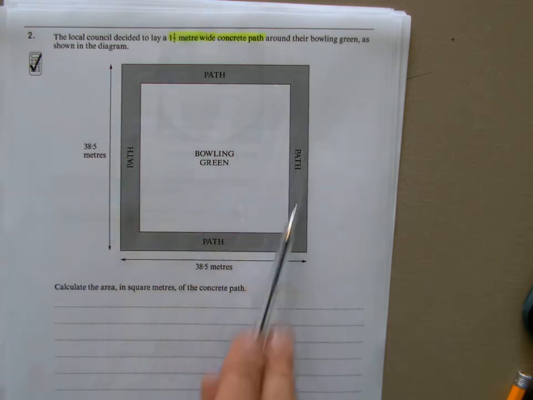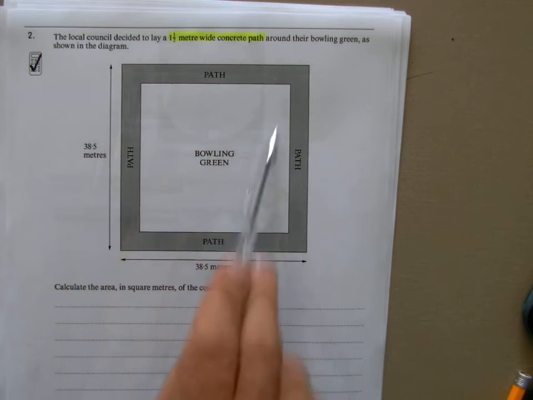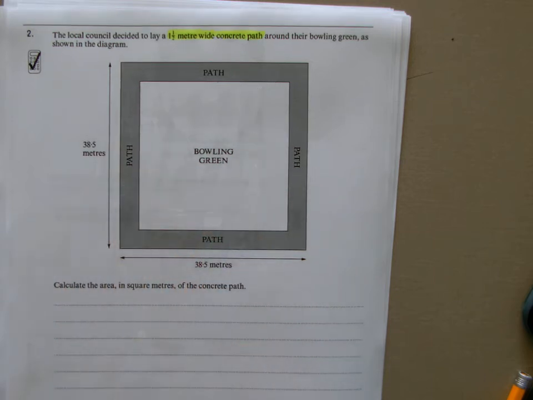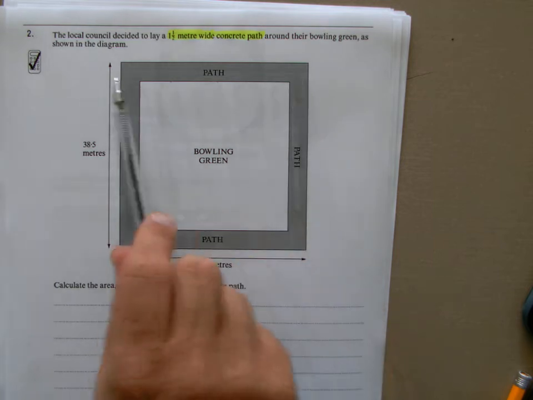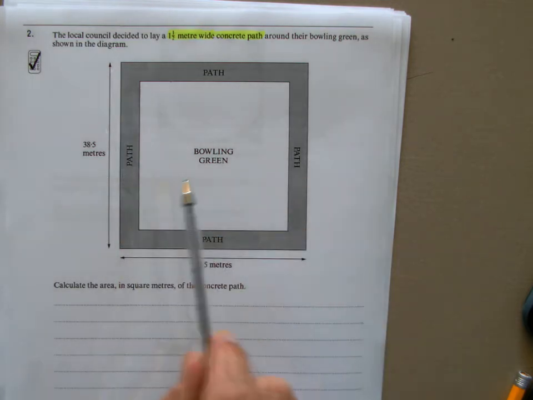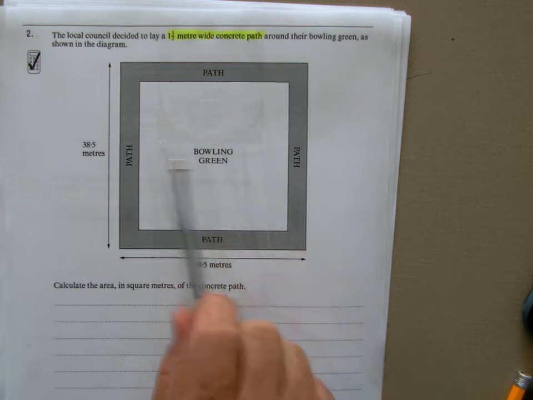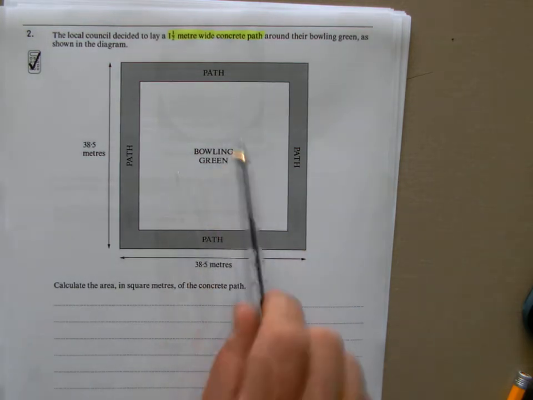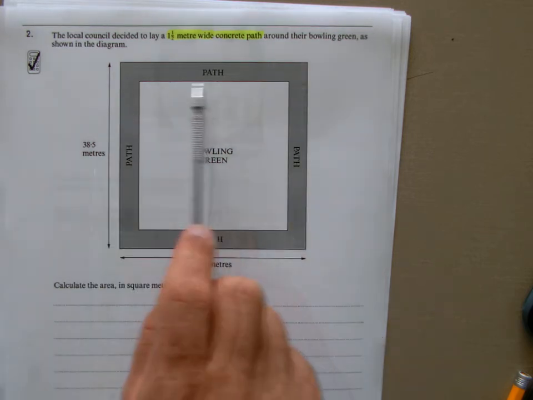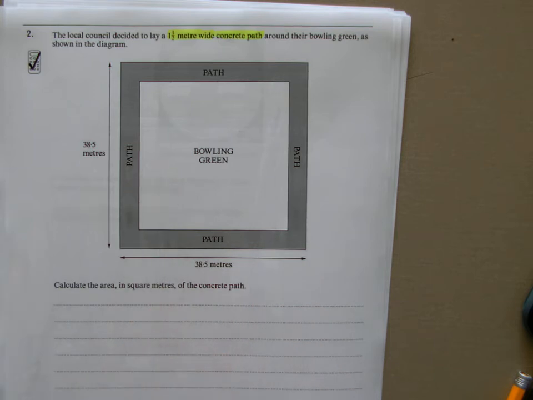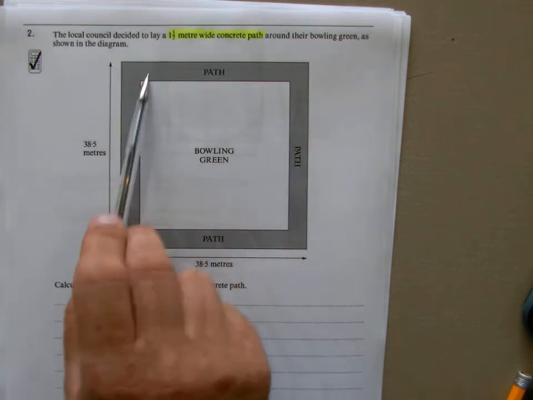Now, to work out the area of the shaded path, one way to do it is to work out the area of the big square, and then the area of the inside square, and then take it away. It's as if you start off with this big square, and then the smaller square inside gets cut out of it. You cut it out, so you're left with the path. The difference between them will give you the area of this path.